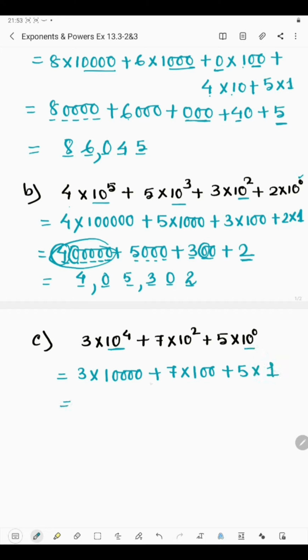Okay. Now here we will just find the product. So 3 multiplied by 1 is 3 and we have 4 zeros after this. So it's 30,000 plus 7 multiplied by 1 is 7 and then we have 2 zeros, and then 5 ones are 5.